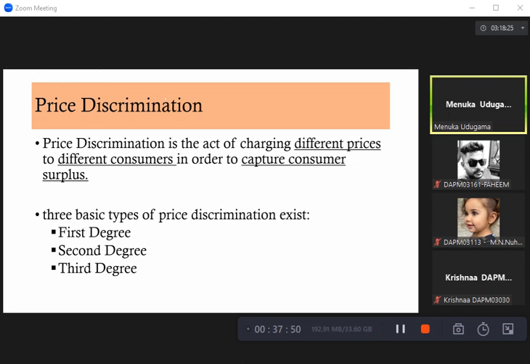Like, for example, there's a market price. This is the demand for a product. Let's say this is the demand for mango, and there's a market price for mango, right? This is the market price, how much you pay. So you can see some consumers are willing to pay this much.